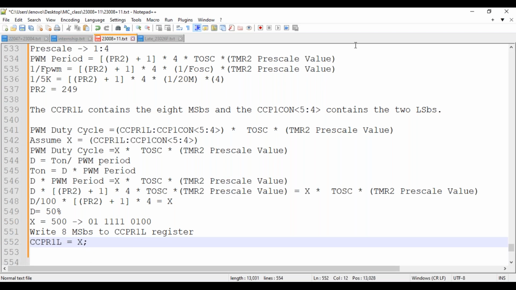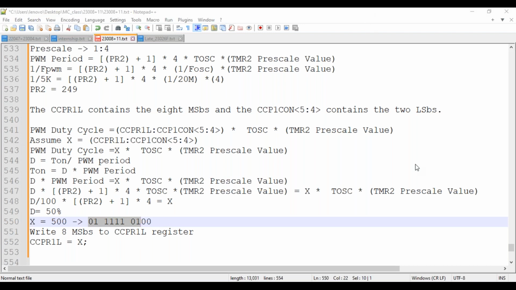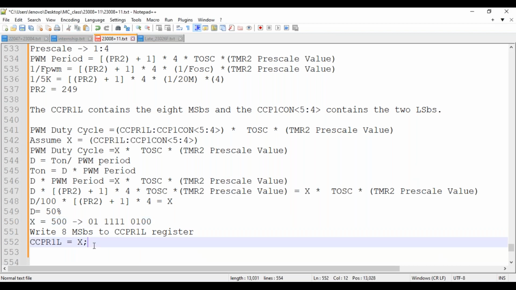So what should I do? Yes, last 8 bits. So these 8 bits will be taken by the CCPR1L register. I want the first 8 bits to get assigned to the CCPR1L register. How to bring it to the right? I have to right shift it 2 times.